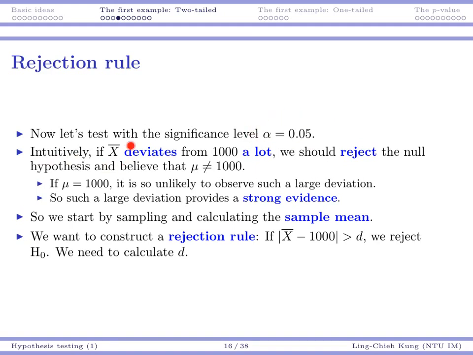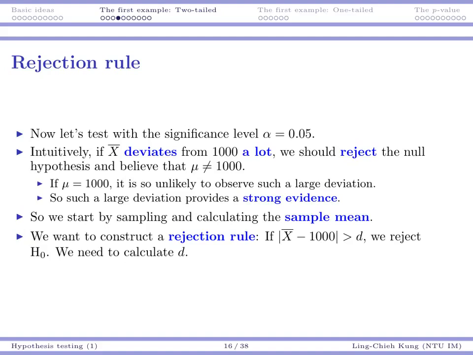Intuitively, if x bar is too far from 1000, we should reject the null hypothesis, right? So what's the logic behind it? If mu is actually 1000, and we see a very large deviation, the probability should be very, very small, right? So if we really see a very large deviation, we have strong evidence showing that mu is not 1000.